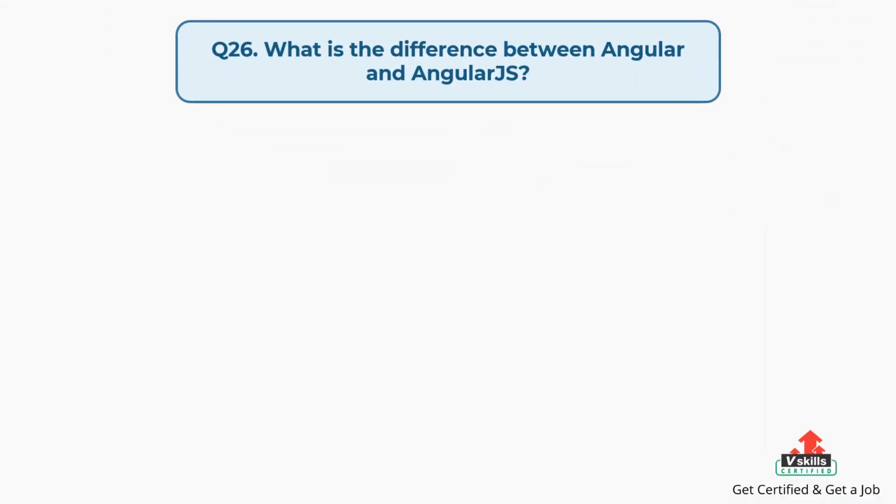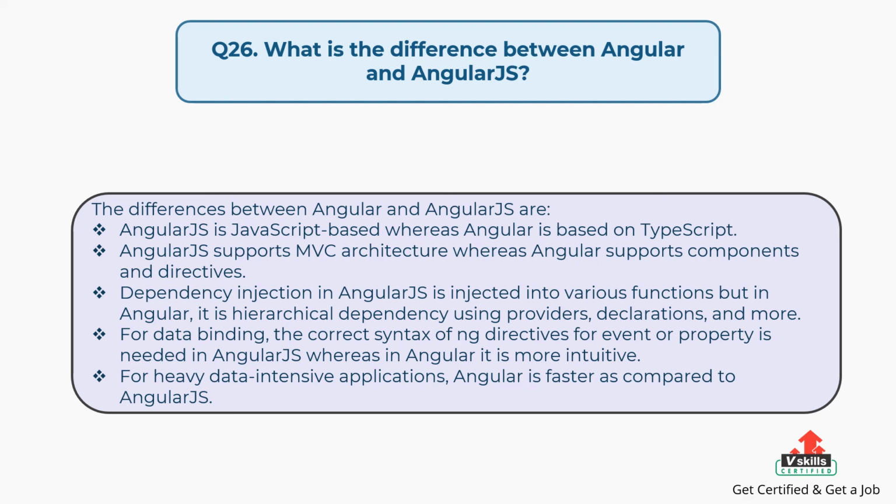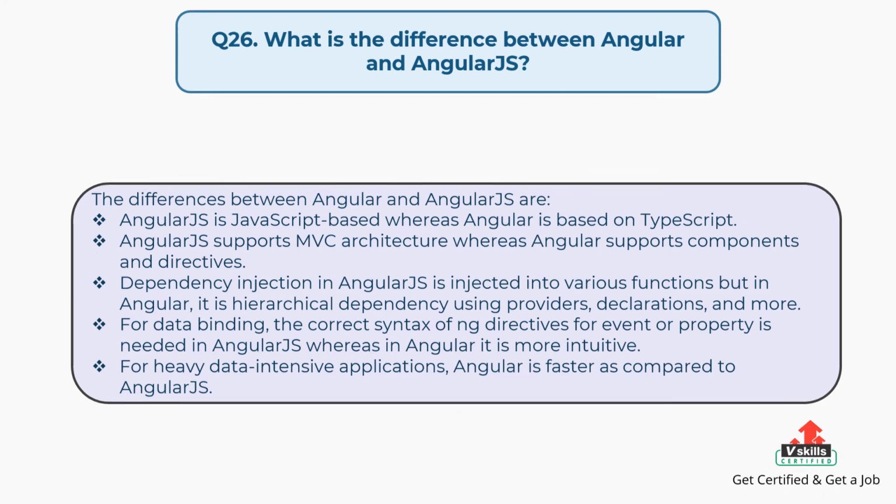Question number 26. What is the difference between Angular and AngularJS? The answer is, the differences between Angular and AngularJS are, AngularJS is JavaScript-based, whereas Angular is based on TypeScript. AngularJS supports MVC architecture, whereas Angular supports components and directives. Dependency injection in AngularJS is injected into various functions, but in Angular, it is hierarchical dependency using providers, declarations, and more. For data binding, the correct syntax of ng directives for event or property is needed in AngularJS, whereas in Angular it is more intuitive. For heavy data-intensive applications, Angular is faster as compared to AngularJS.